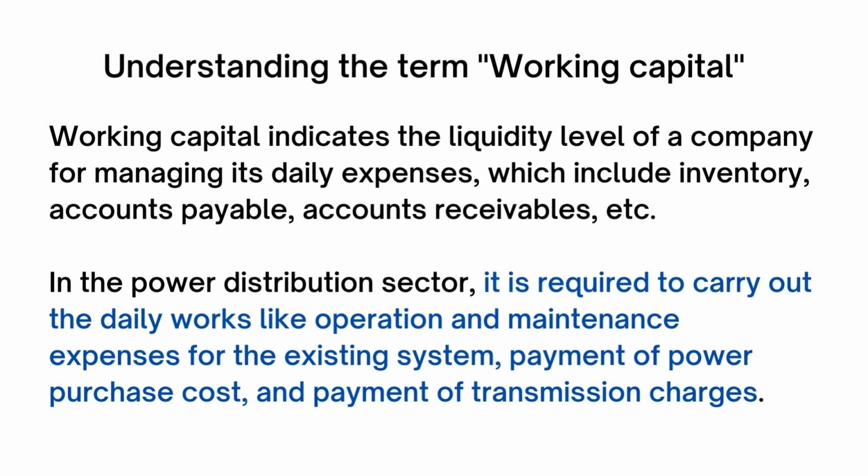Next, we will try to understand the term working capital itself. Working capital indicates the liquidity level of a company for managing its daily expenses, which include inventory, accounts payable, accounts receivables, etc. In the power distribution sector, it is required to carry out the daily works like operation and maintenance expenses for the existing system, payment of power purchase cost, and payment of transmission charges.